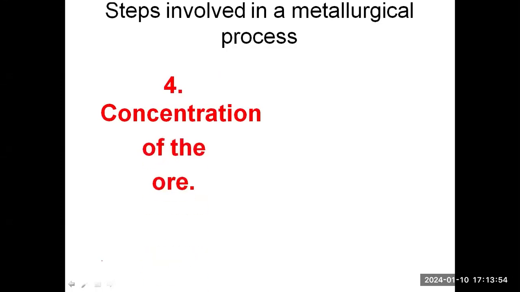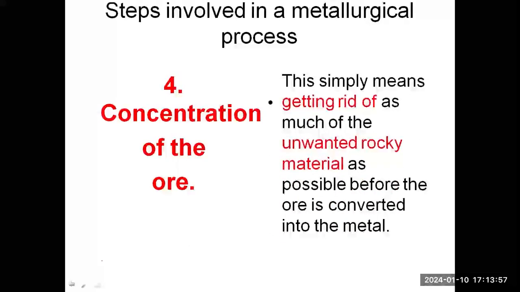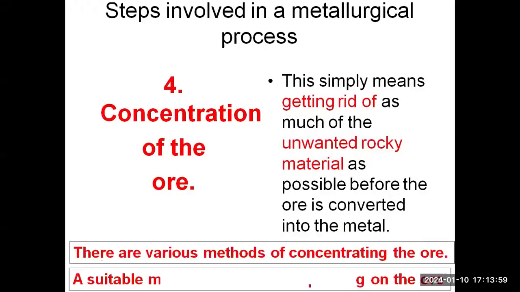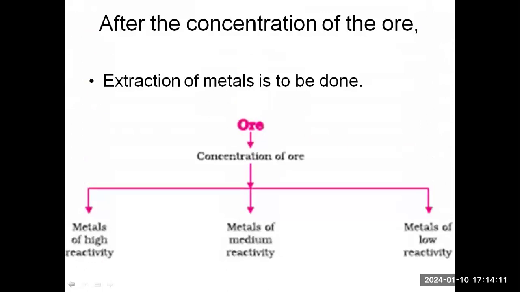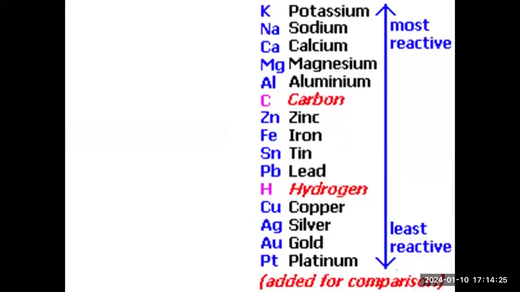And after that, the concentration of the ore is done depending on the metal present in it. Sometimes concentration is done only by washing it with water. And after the ore is concentrated, it is made to undergo a treatment depending on the type of the metal. Like metals are in three main categories. You can see these three categories of metals. They are highly reactive, moderately reactive, or low reactive. So depending on the type, there are various steps.